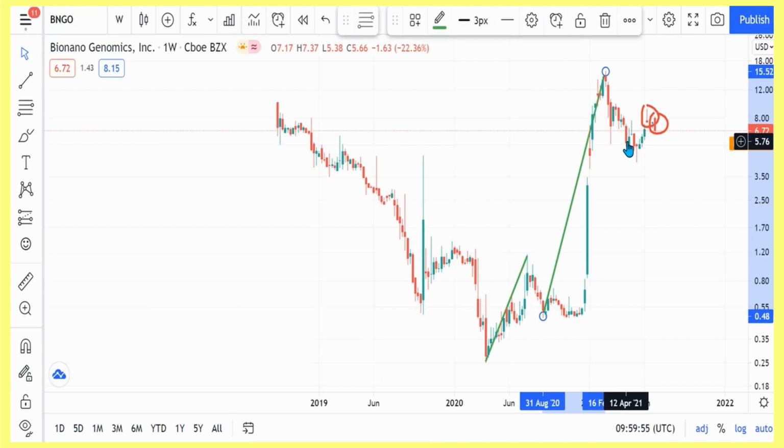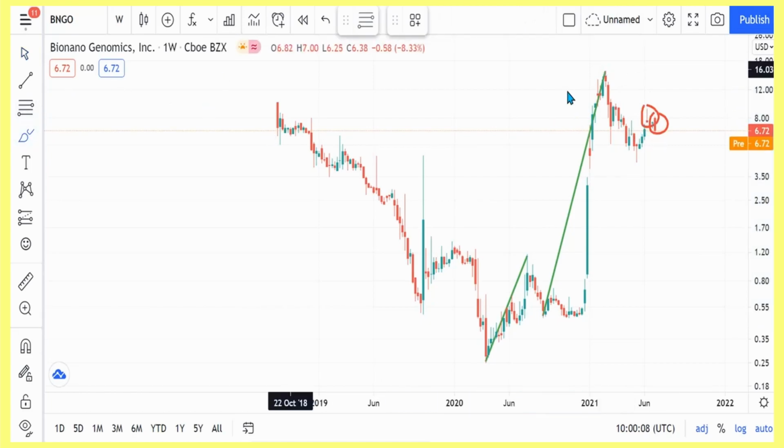But the story is totally opposite when you use the log chart, and now we see a different picture. The strength is there, the power is there, and this kind of shooting star and that head of gangster. Even though we have head of gangsters here, right?